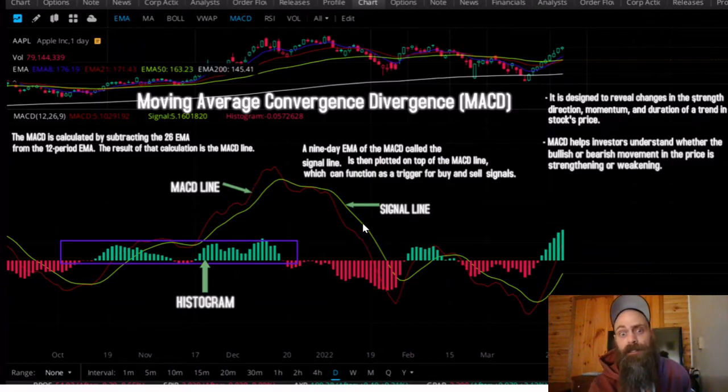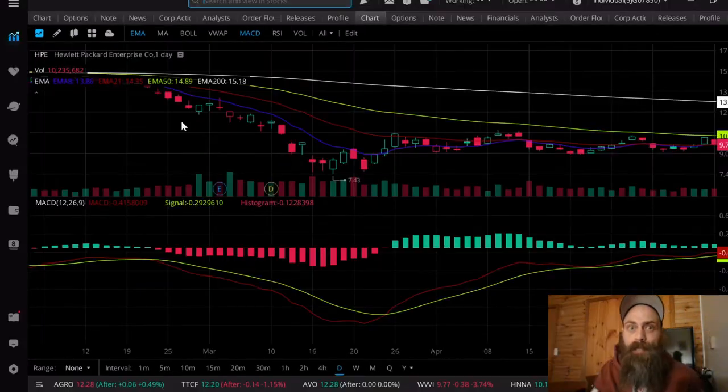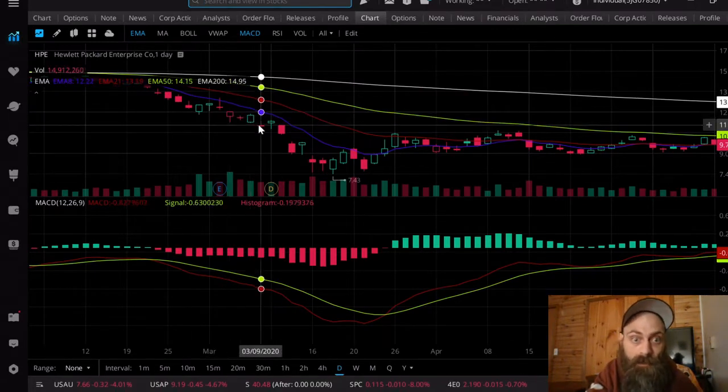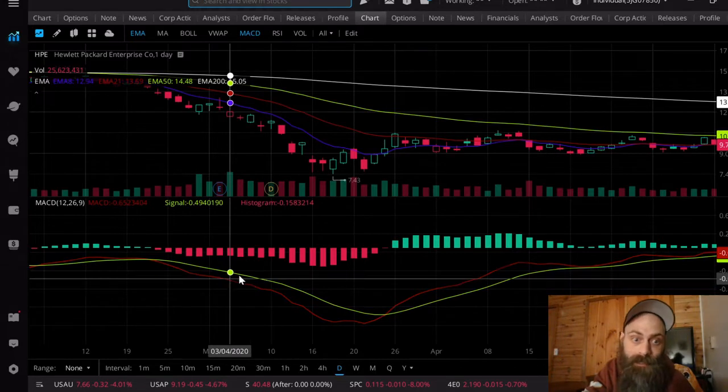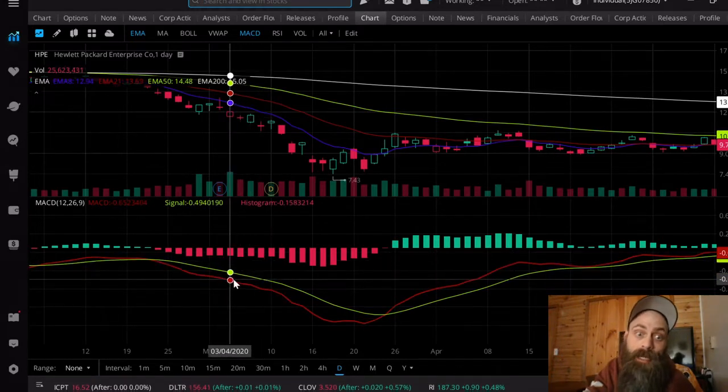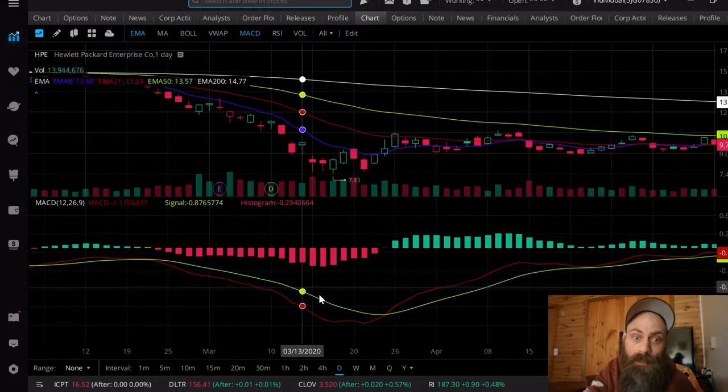I'll take you over to a chart, a daily chart, some other daily charts, and we'll just go over a couple examples so you can see how it goes out on a longer period. All right, guys, I had to take us over to Hewlett Packard. They got some really good examples here. As you can see, we're in a downtrend. Our MACD line is very far from our histogram bars, and it's below our signal line.